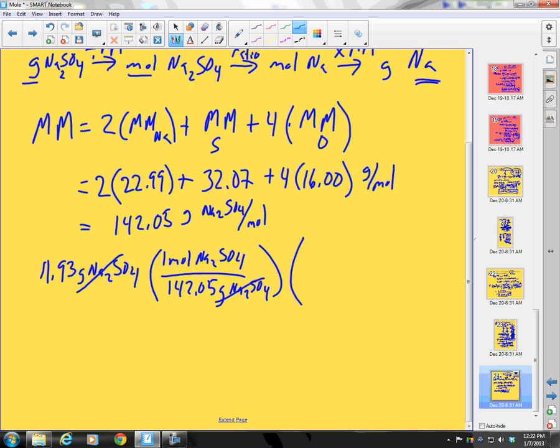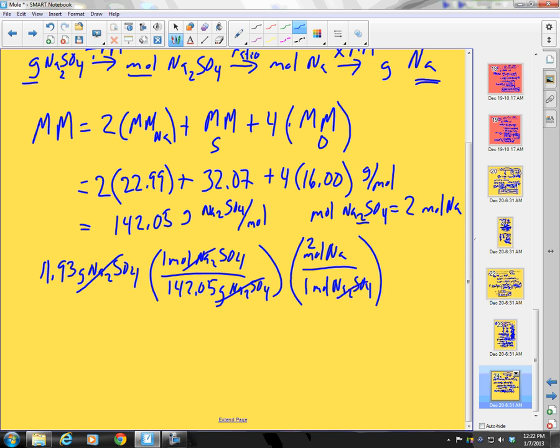But what's my ratio of moles of sodium per mole of sodium sulfate? Here's my moles of sodium sulfate. How many moles of sodium do I have? Well, in every mole of sodium sulfate, I have 2 moles of sodium. Good, so that's my ratio. So I have now 2 moles of sodium per 1 mole of sodium sulfate. Okay, good. So then my moles of sodium sulfate cancel. I have moles of sodium.